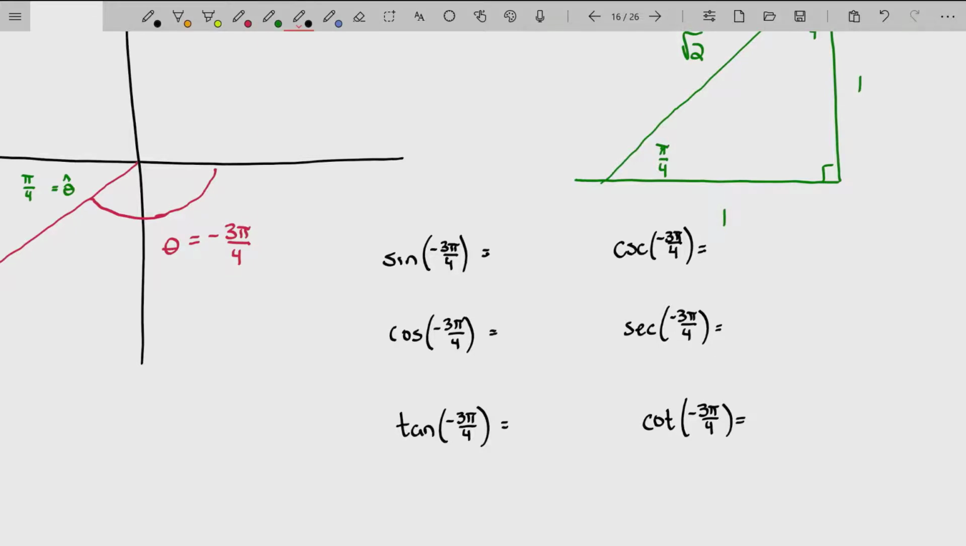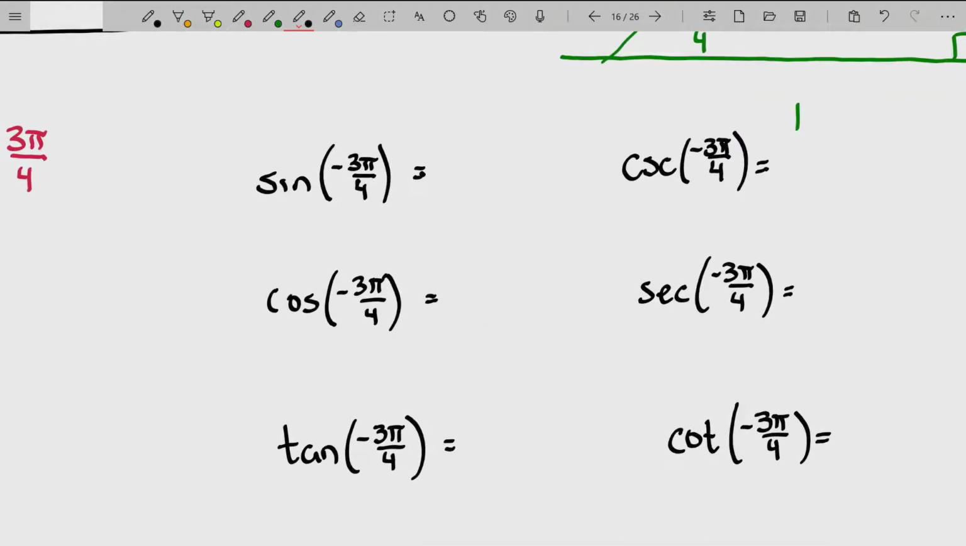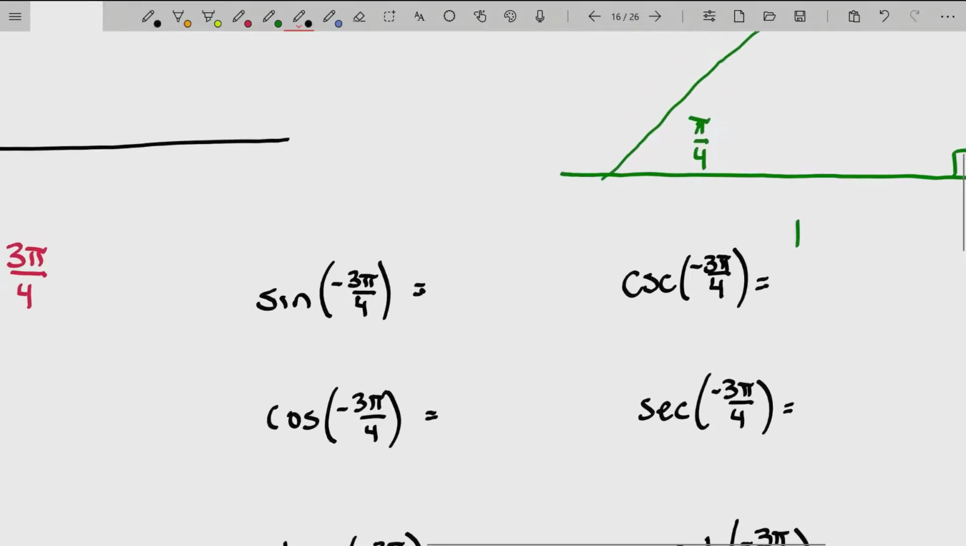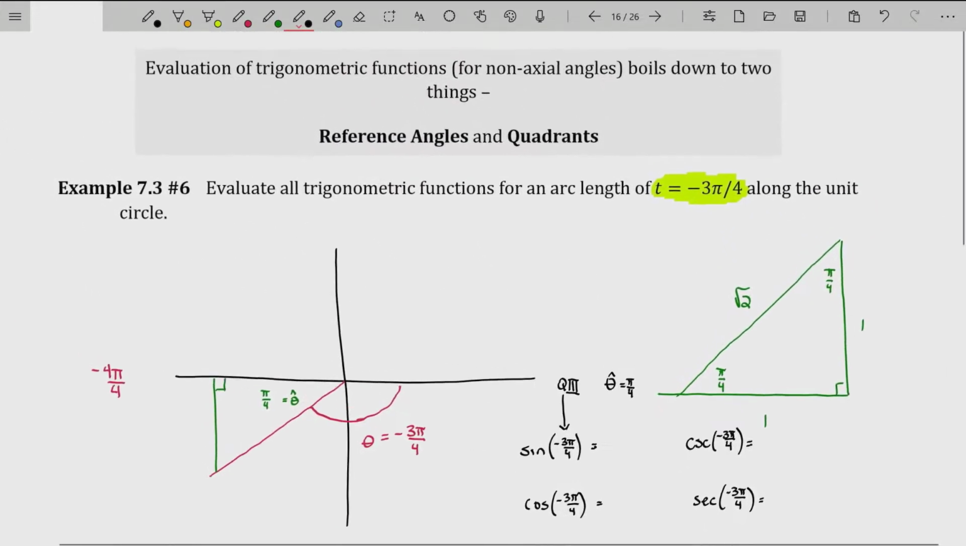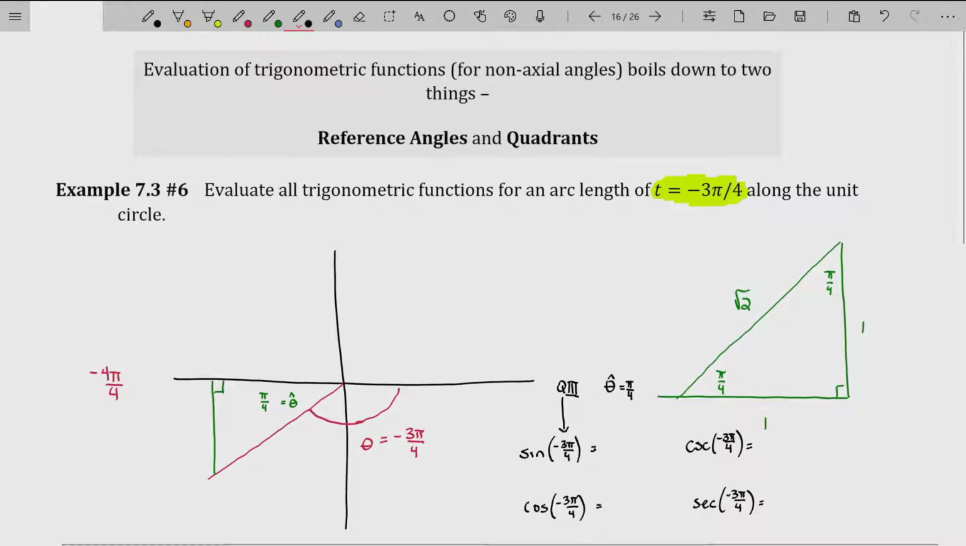And take a look at those angles, right? Negative 3 pi over 4, all the angles. And we happen to know those angles are quadrant 3 angles. And we happen to know the reference angle is pi over 4. And again, just zooming out, evaluating trig functions boils down to two things: reference angles, which we just stated, and quadrant, which we just stated.